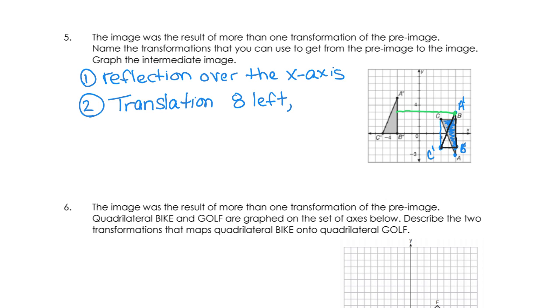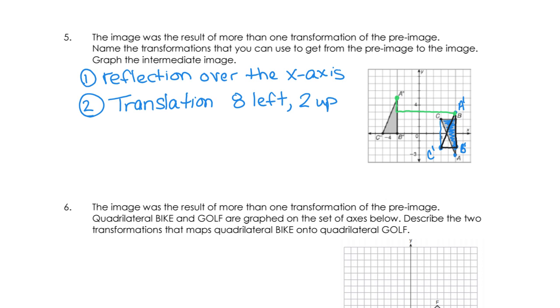Okay. And now we're going to slide them up or down. And remember, we were at A prime and we have to get it to A double prime. So we're going to slide it up 1, 2 units. So 8 to the left and 2 up. And you could check each point to make sure that it's the same, but it should be.